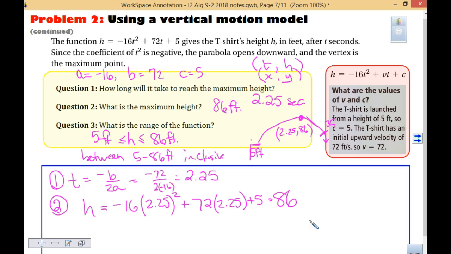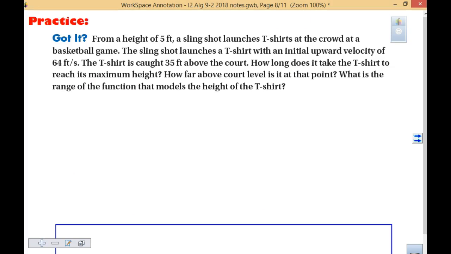Okay. So next one down in your notes before we get you started. So it says, from a height of 5 feet, the sling launches a t-shirt to a crowd at a basketball game. It launches the t-shirt at an upward velocity. So this is really our C value, right? That's where we're starting at 5 feet. This is our B value, the velocity in feet per second. And the person caught it at 35 feet. So again, they're up 35 feet. How long does it take the t-shirt to reach the maximum height? So the first thing we are trying to find is our time, right? How many seconds?